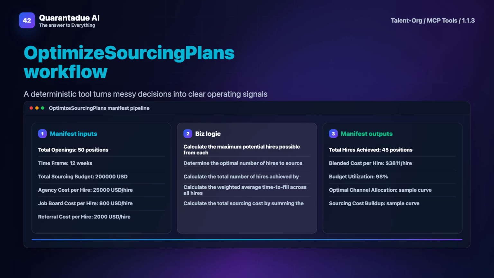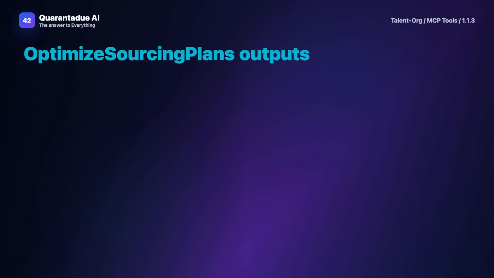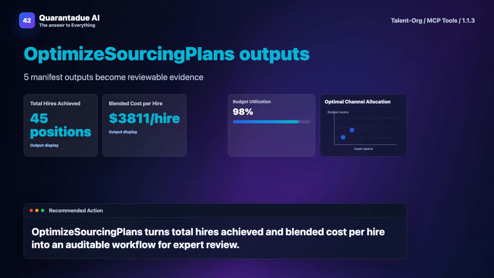Calculate the total number of hires achieved by summing the optimal allocations across all sourcing channels. Calculate the weighted average time to fill across all hires based on the optimal allocation and channel-specific time to fill metrics. And calculate the total sourcing cost by summing the cost of hires from each channel based on the optimal allocation and channel-specific costs. This keeps the process deterministic, reviewable, and aligned with how talent org teams actually make decisions.